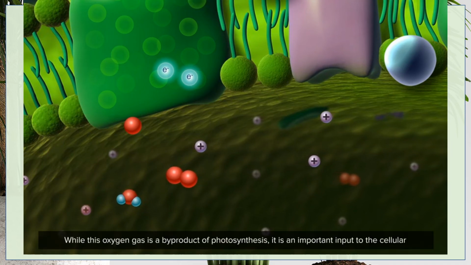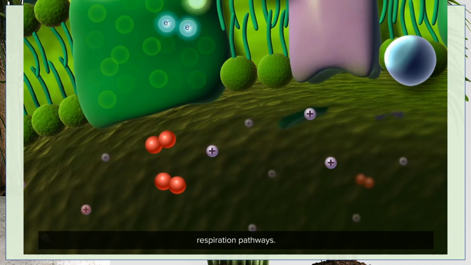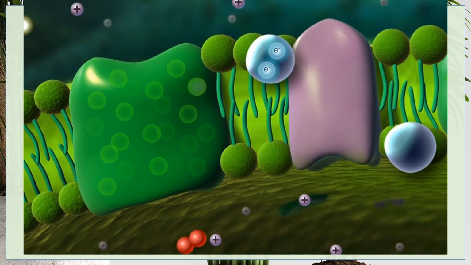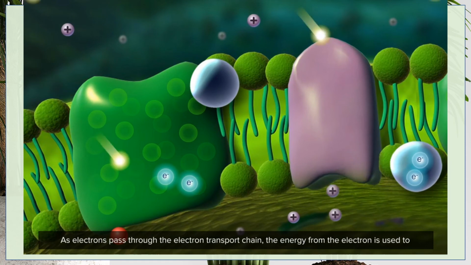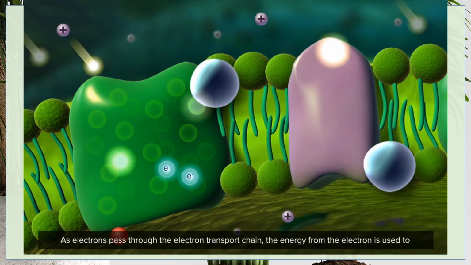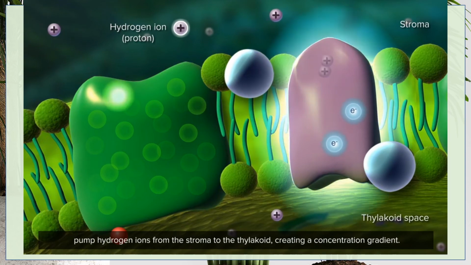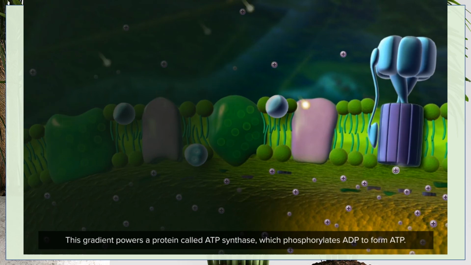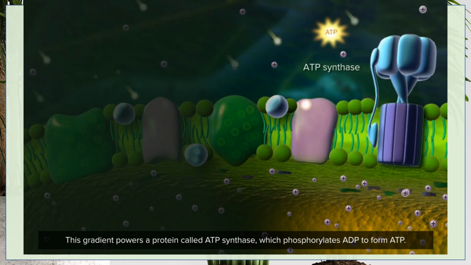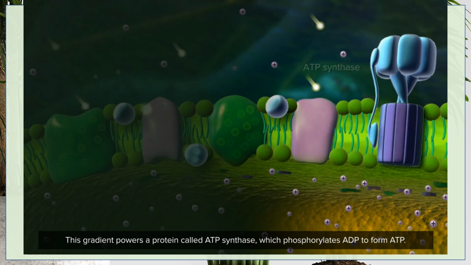While this oxygen gas is a byproduct of photosynthesis, it is an important input to the cellular respiration pathways. As electrons pass through the electron transport chain, the energy from the electron is used to pump hydrogen ions from the stroma to the thylakoid, creating a concentration gradient. This gradient powers a protein called ATP synthase, which phosphorylates ADP to form ATP.